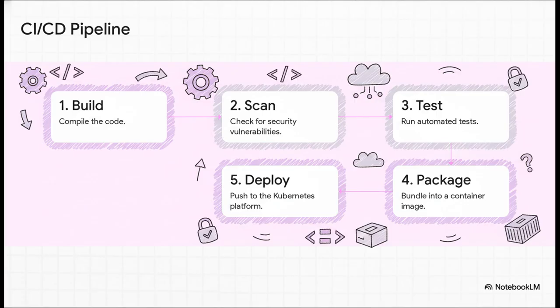As soon as a developer commits their code, this pipeline just takes over. It builds the code, it scans for security problems, runs a bunch of automated tests, packages it all up into a container, and finally deploys it out to the factory floor. And the best part? No humans have to touch it.